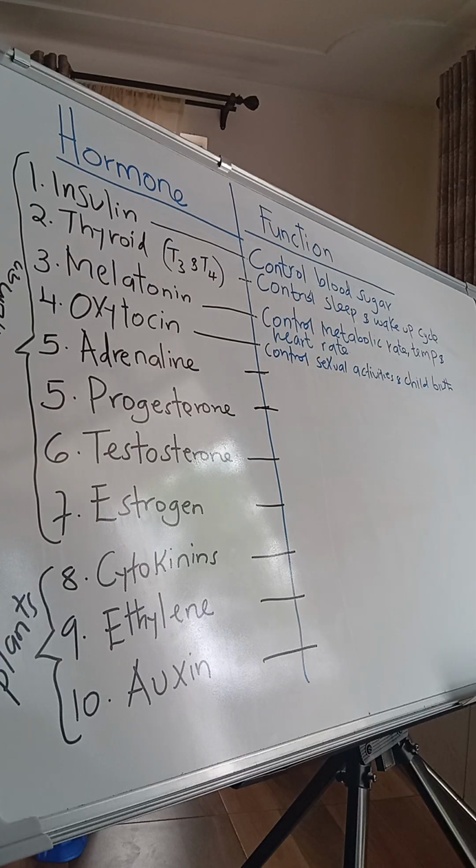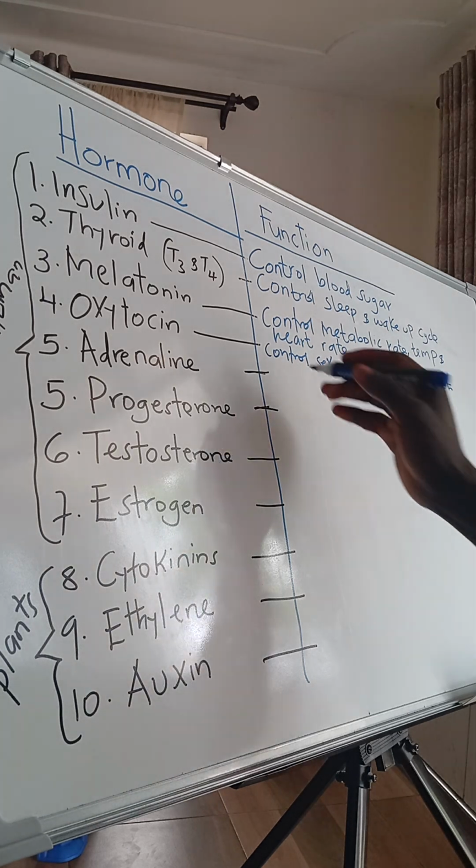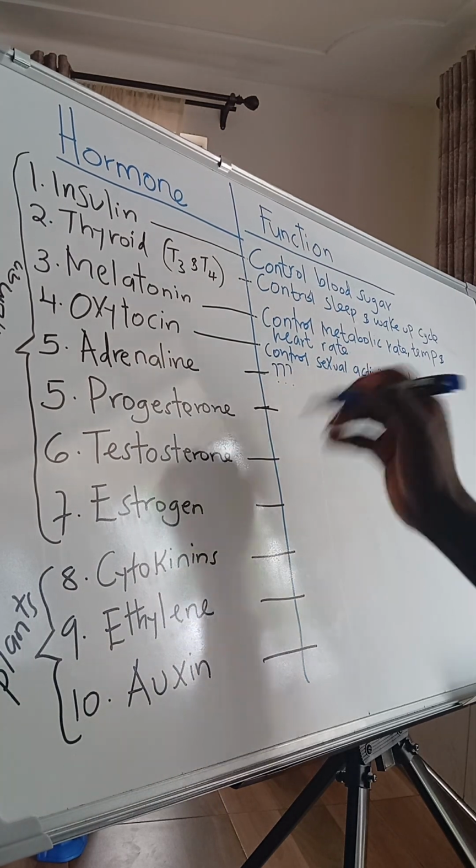Now, adrenaline hormone, it controls fight and flight. Like, for example, if you see a lion, that hormone reminds you that you need to run very fast. If you see a snake, if you step on a snake, you have to jump. So I want you to write the function of that.